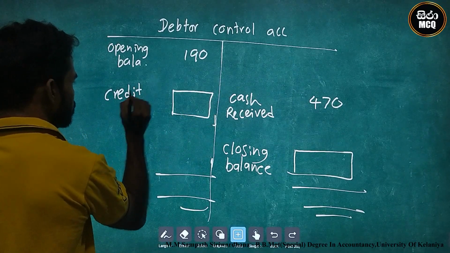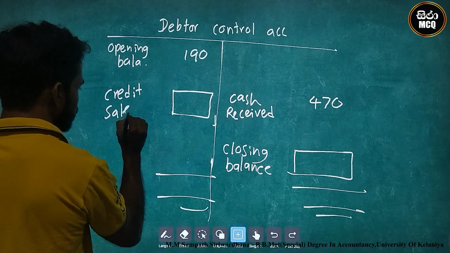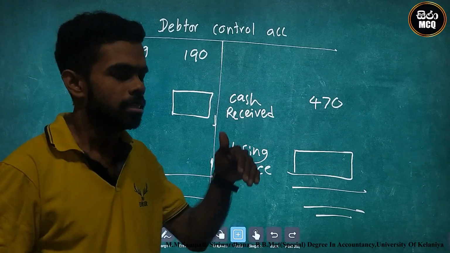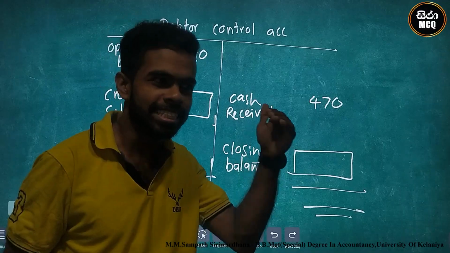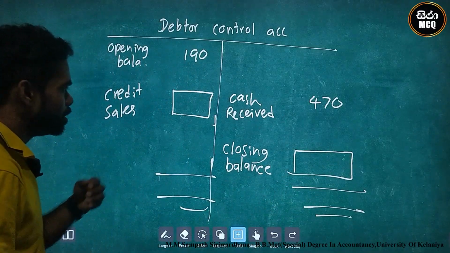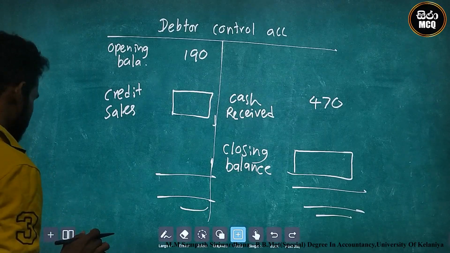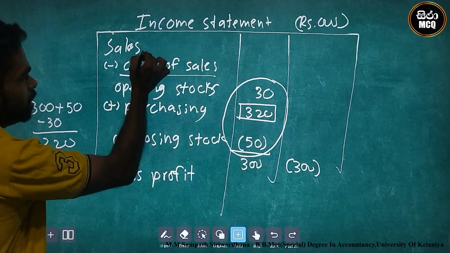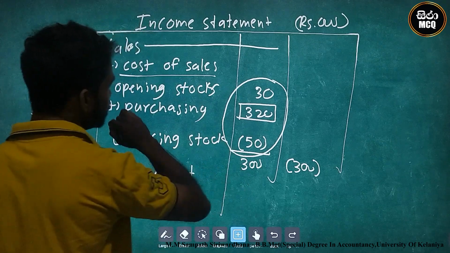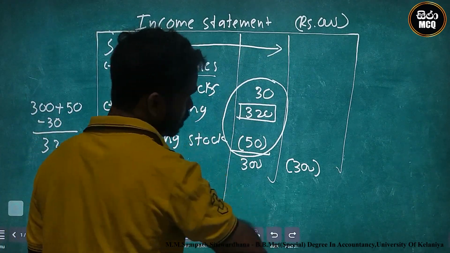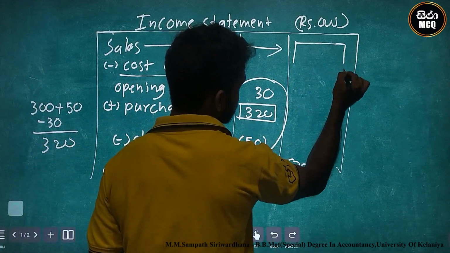You know what is the credit sales. Credit sales. You don't know credit sales. What is the double entry of credit sales? Sales credit, debtor control debit. You should be identifying sales credit. So credit sales. Sales is there. Look here, sales is there. You should identify the sales.